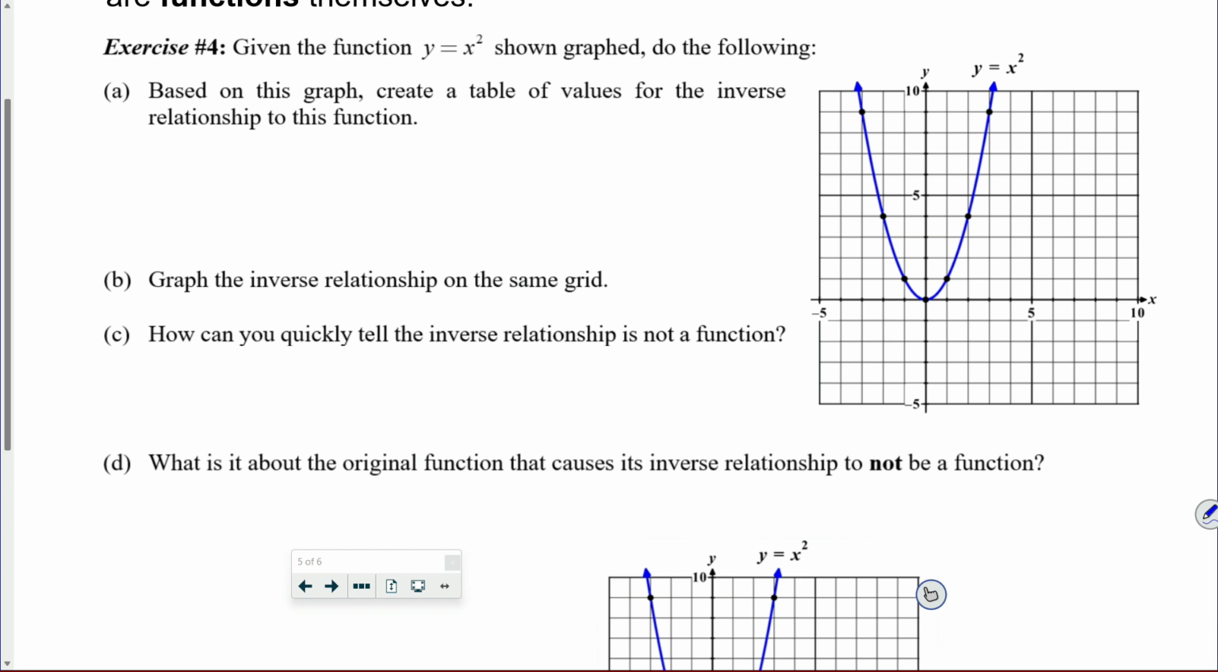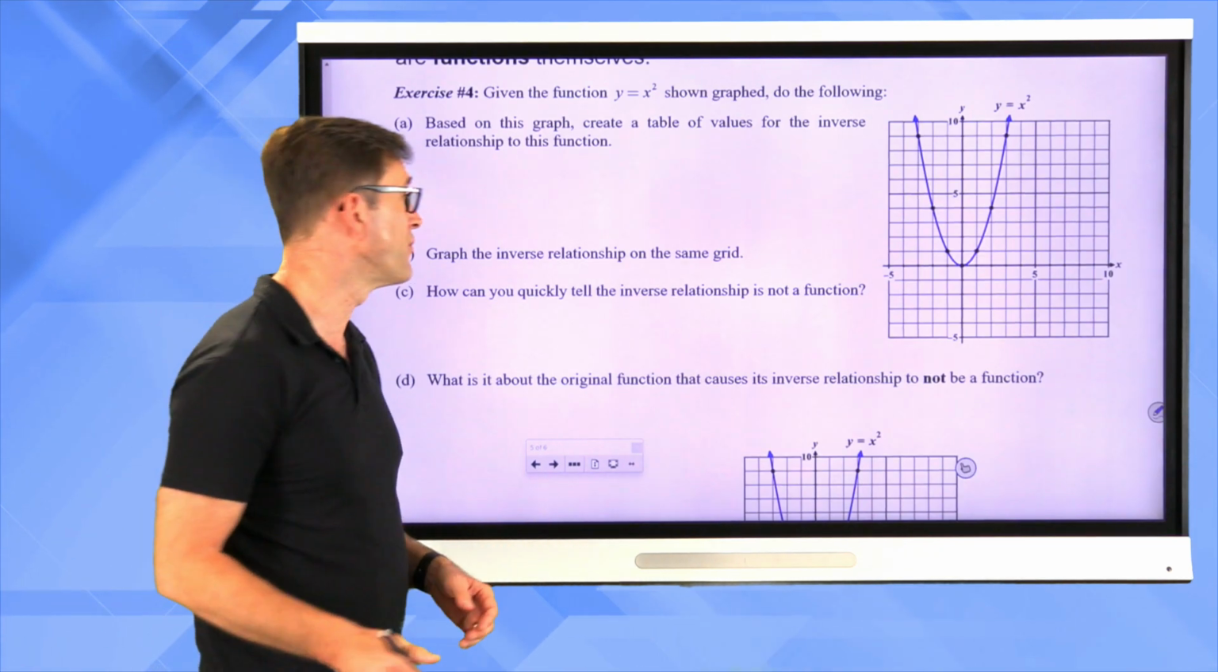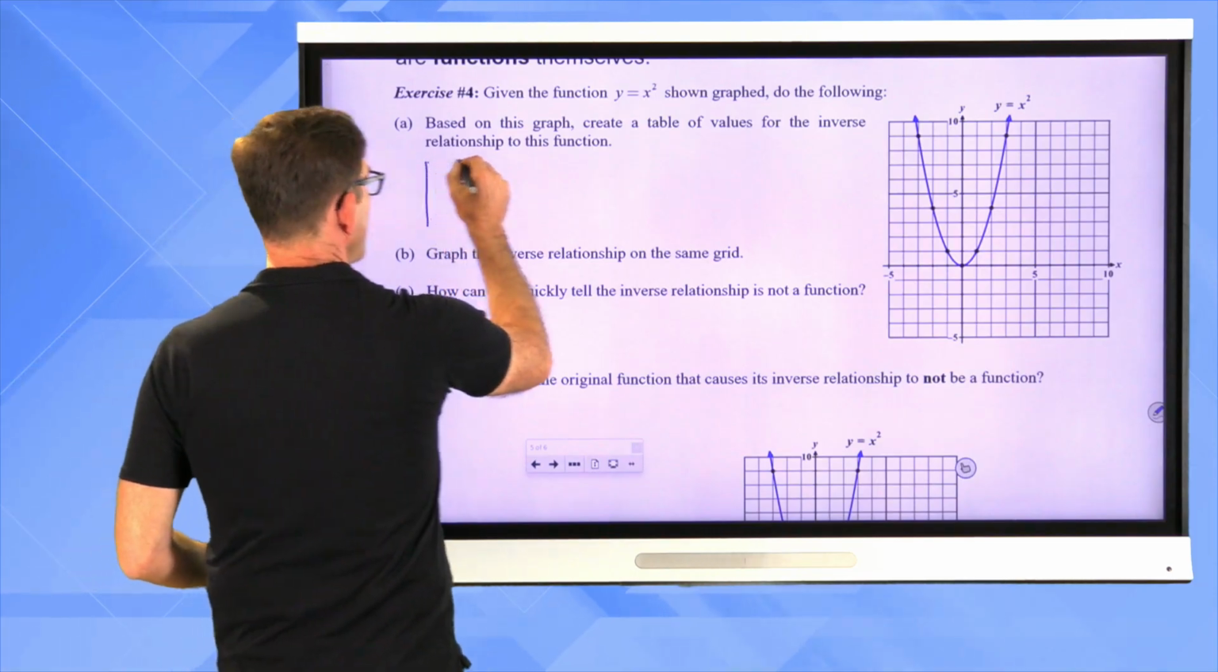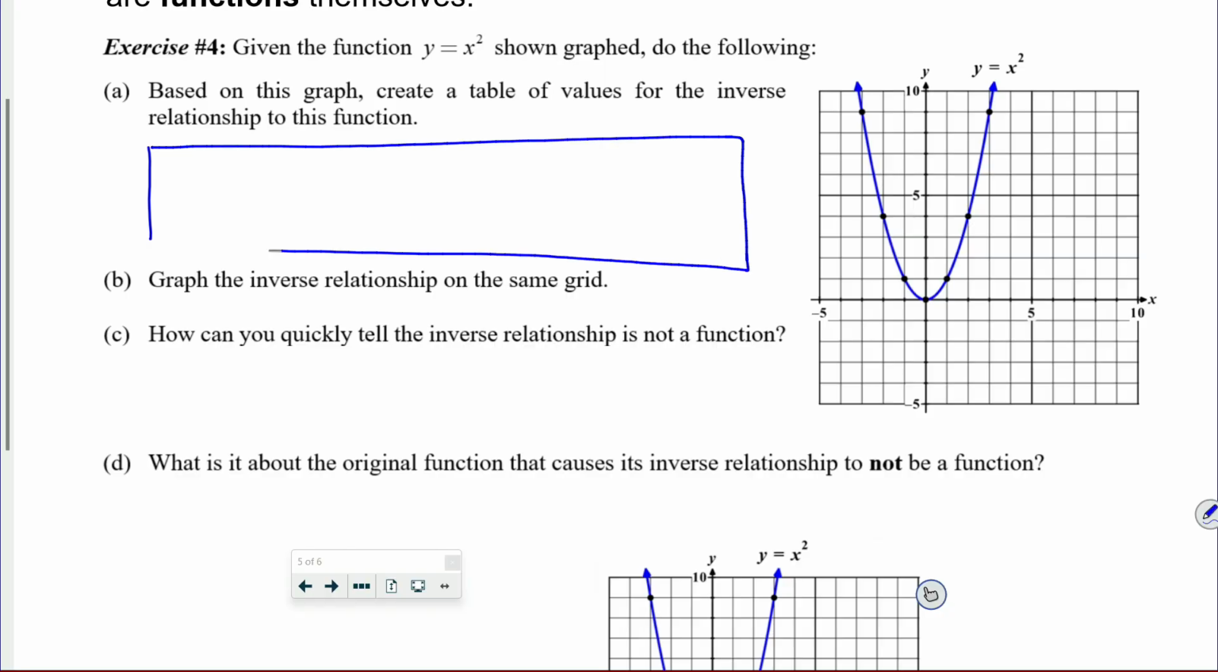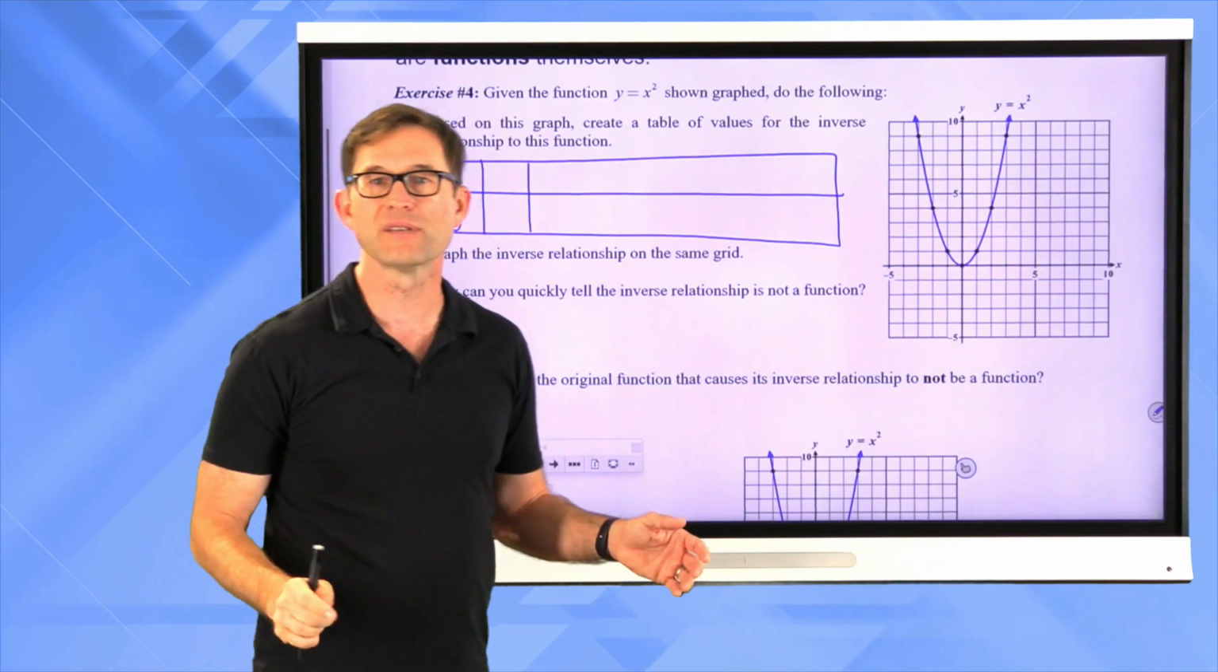Exercise number 4. Given the function y equals x squared shown graph, do the following. Letter A. Based on this graph, create a table of values for the inverse relationship to this function. All right? So it's simple enough. Let's do a little table. All right. And again, this is a table for the inverse, so I'm just going to do y and x. Now, how do we do this? Well, it's pretty simple, right?